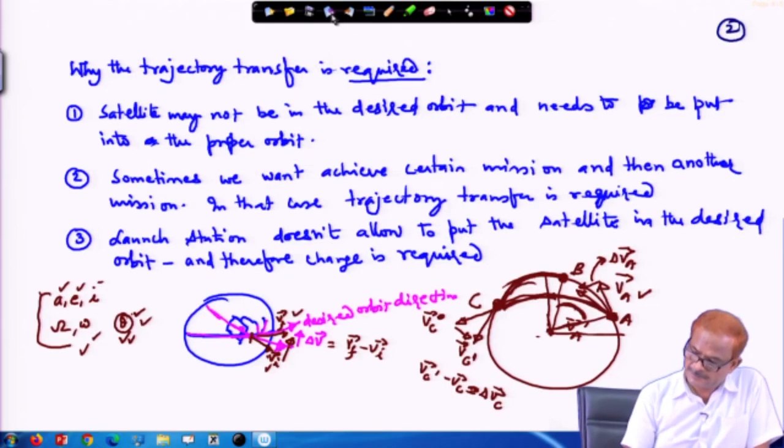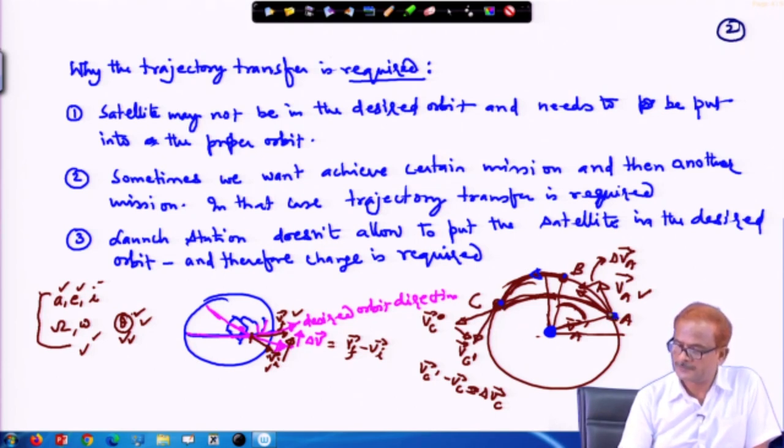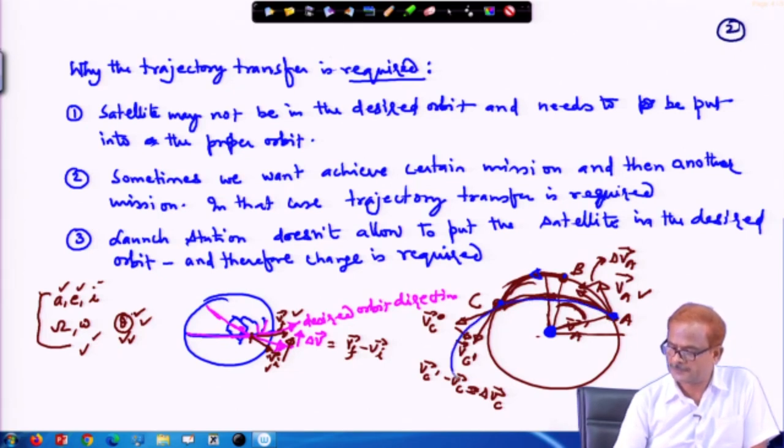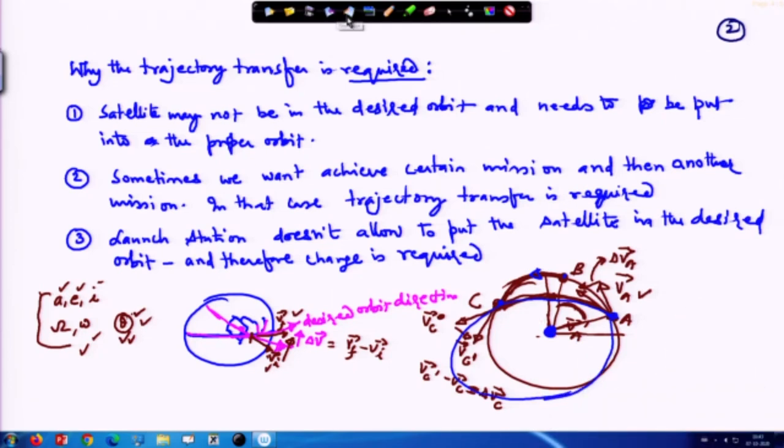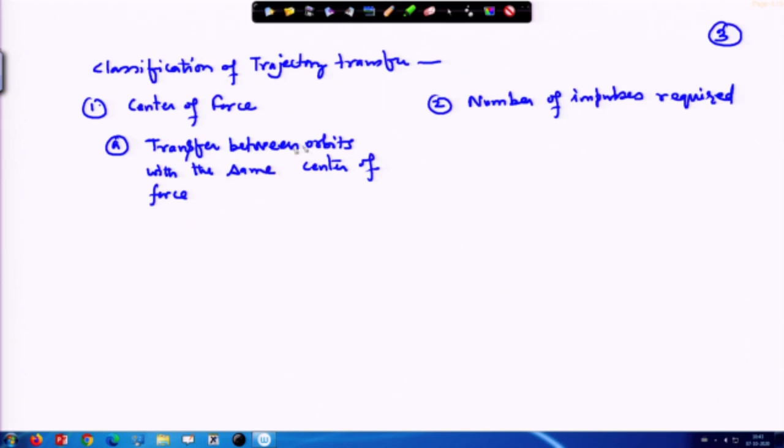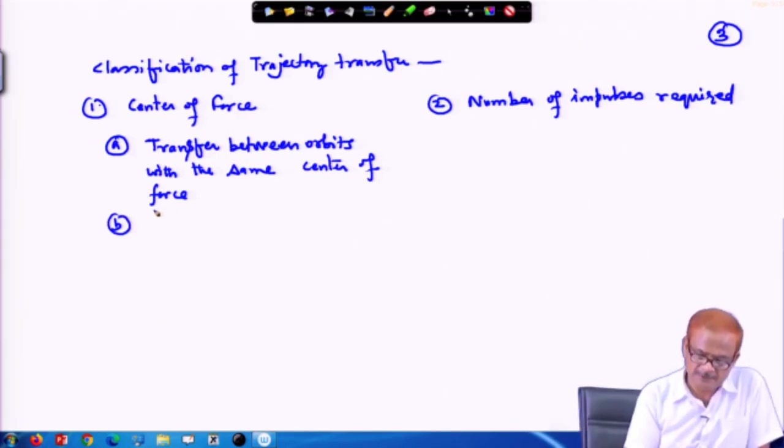This is what we are discussing here. Yes, the center remains the same, and you are transferring either from this point to this point, or it can be in another orbit. You want to set up another orbit, rather than catching up, you just have to establish another orbit like this. So, this can be another case, but here the center of force remains the same. Okay. So, transfer between orbits with the same center of force, and another will be interplanetary, like you are going to the moon. So, this is transfer from one center of force to another center of force.